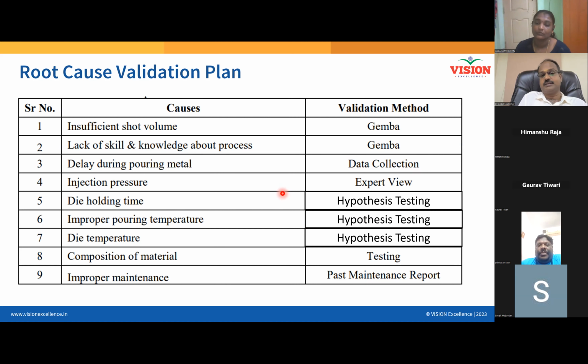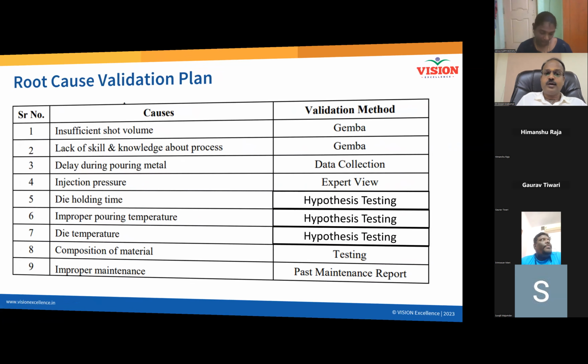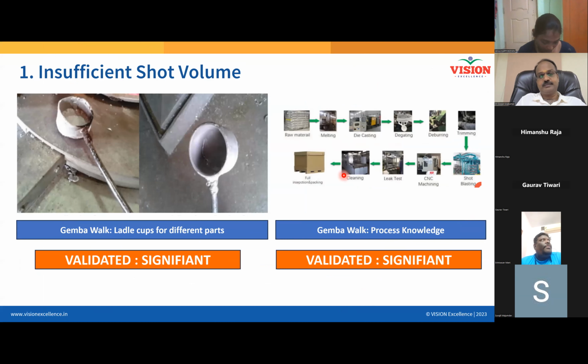But certain factors, no compromise. Some experimental verification is recommended. See here, hypothesis testing. And then incoming raw material, laboratory testing. And for maintenance related factors, maintenance report. Can you all see the validation plan? Now we go factor by factor.